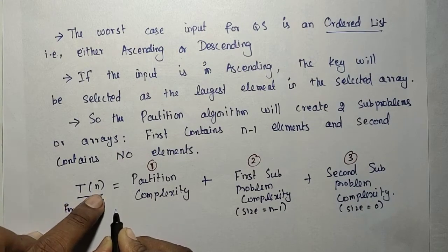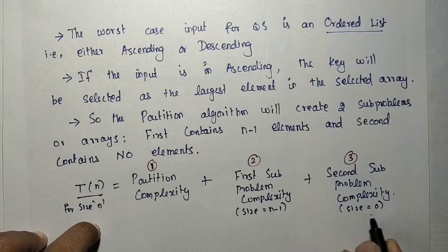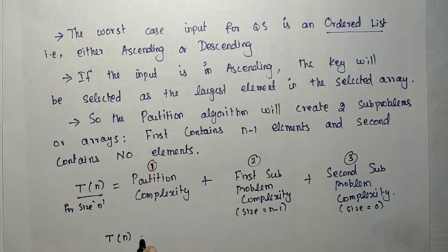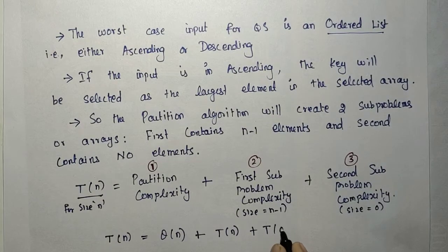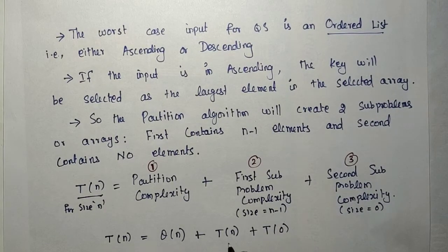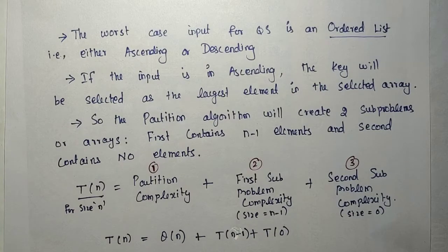Okay, let T of n be the complexity of the quicksort for size n. The complexity of the quicksort for size n minus 1 will be T of n minus 1. Here T of 0. So the complexity T of n equals the partition complexity theta of n, plus T of n minus 1, plus T of 0. Sorry, this is T of n minus 1, not T of n. So T of n minus 1.